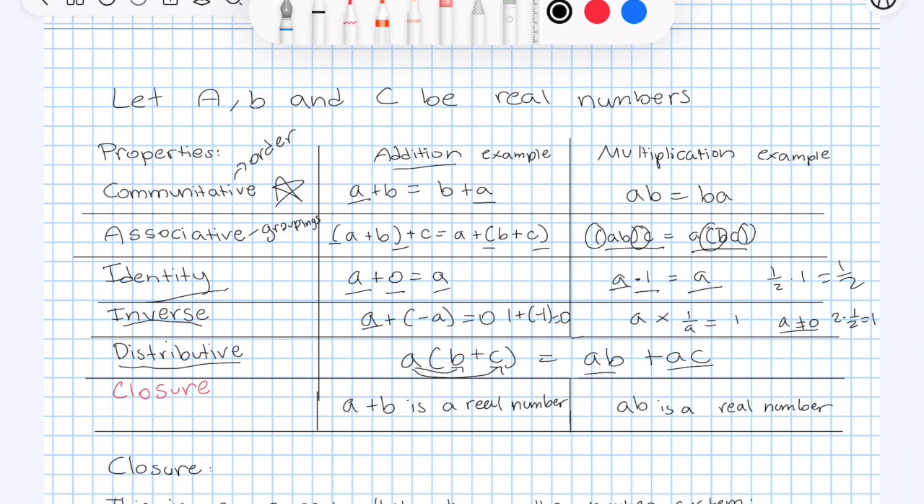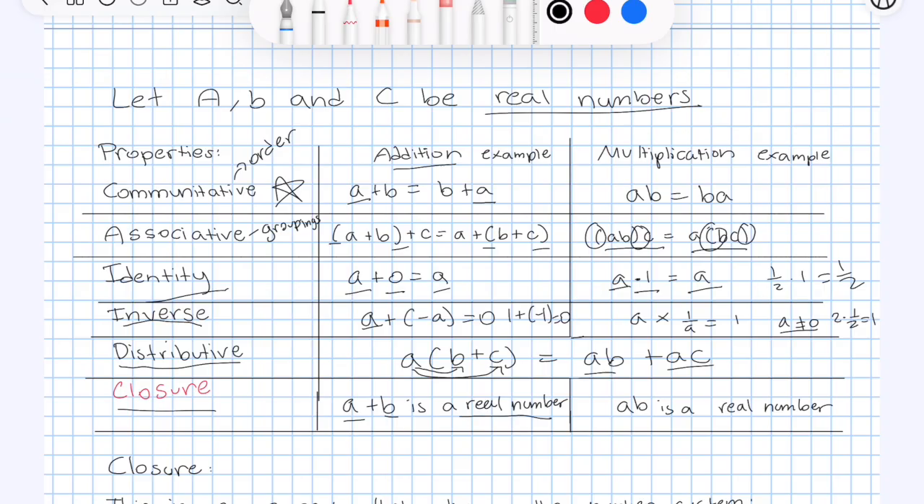Now this property is one that some of you may have seen before, but most of you haven't. And it's called the closure property. It's a really special property, and I'm going to go later in depth into the closure property, but for now, remember that a, b, and c are real numbers. In addition, a plus b is a real number.